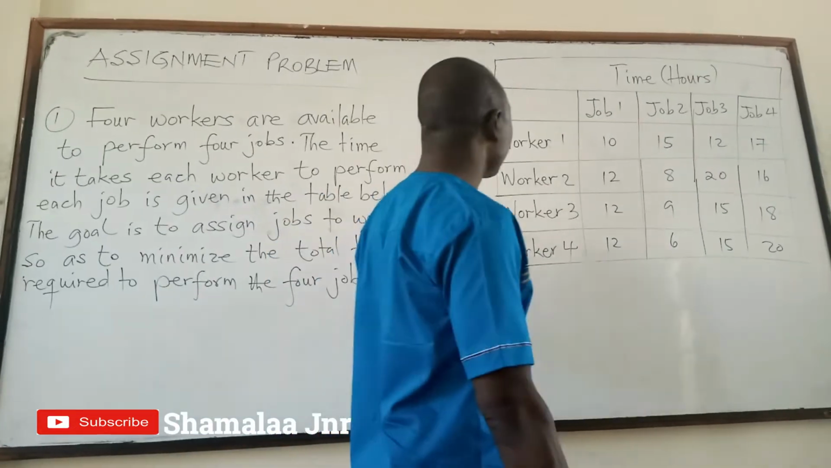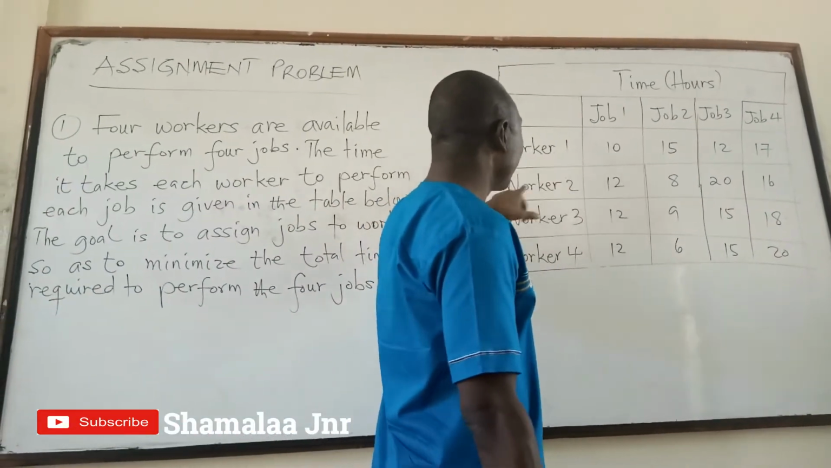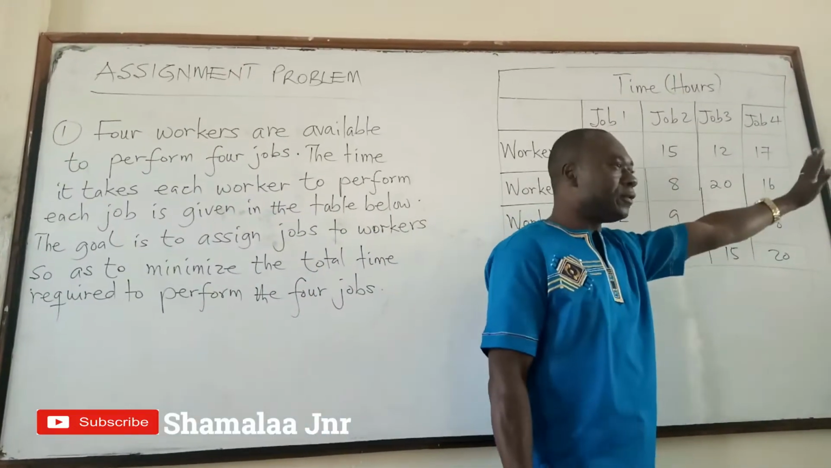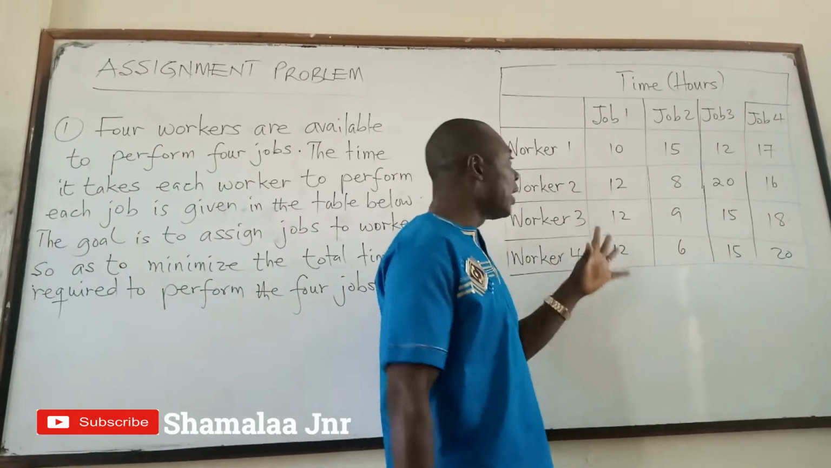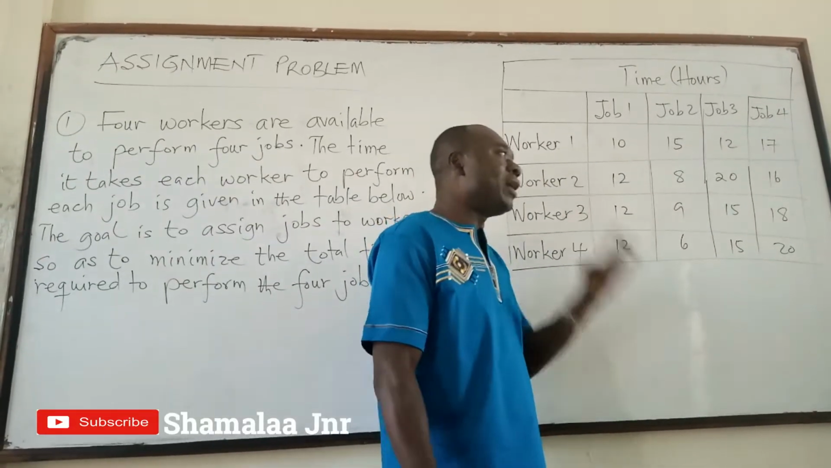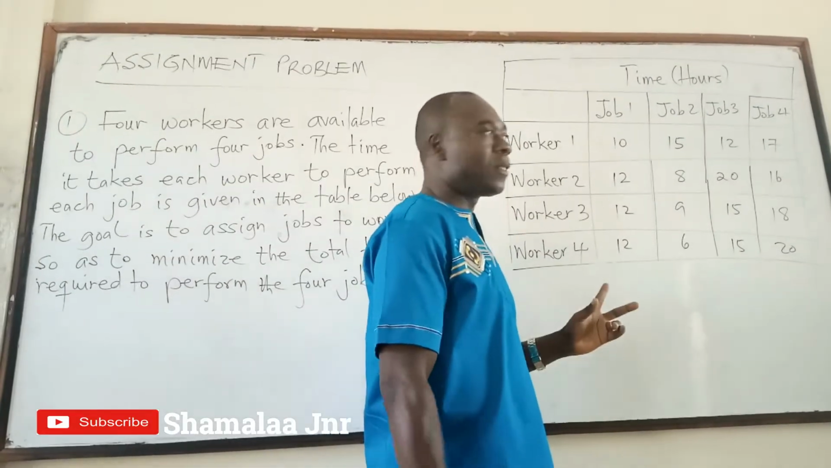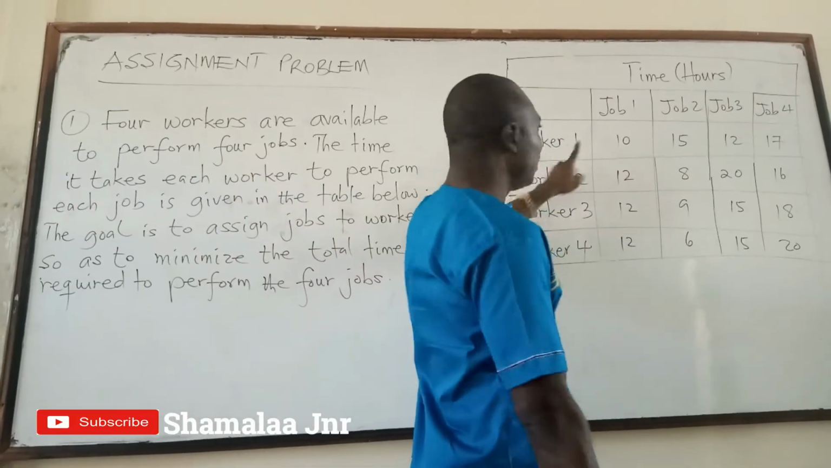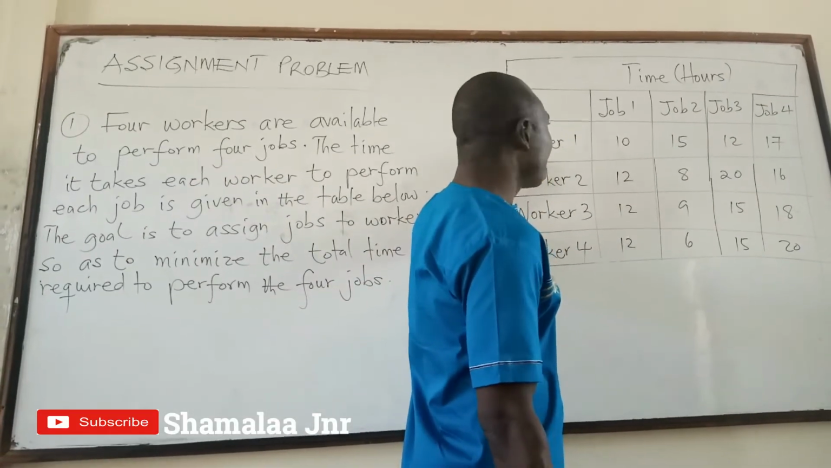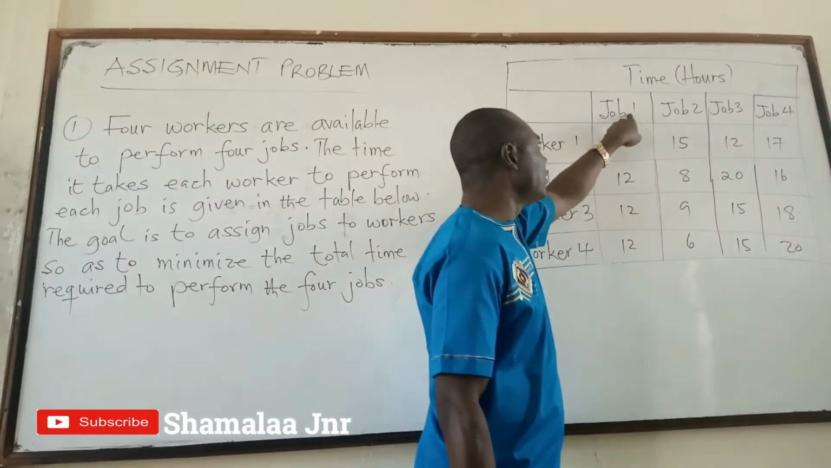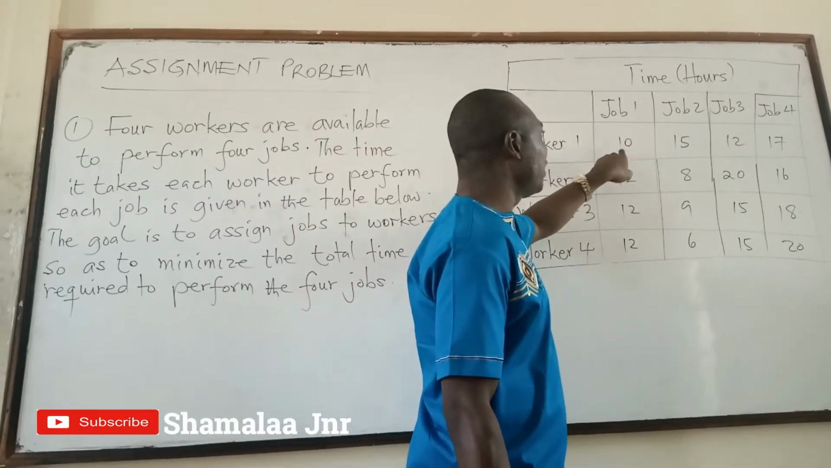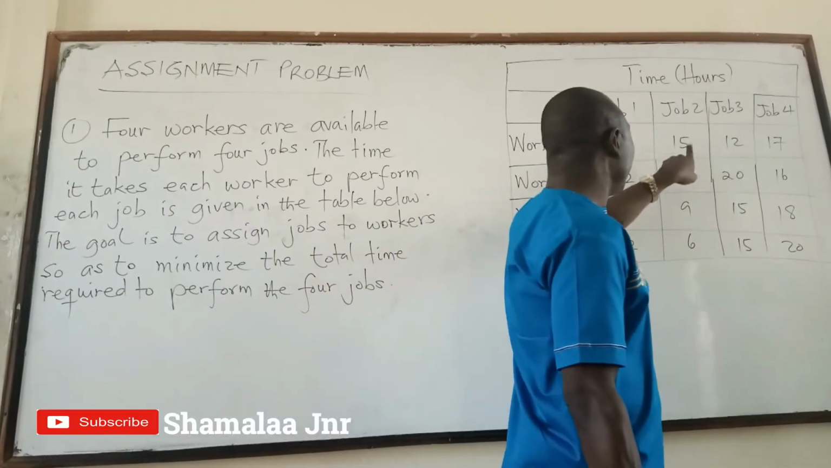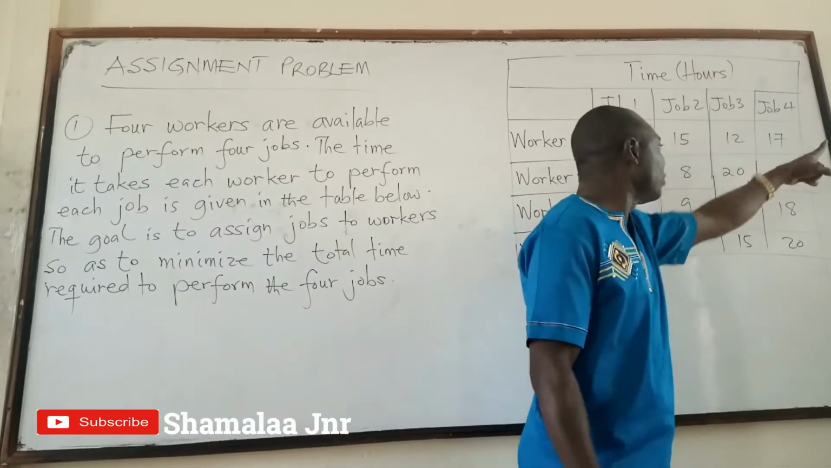We have worker 1, worker 2, worker 3, worker 4. There are four workers and there are four jobs. As I've already indicated, every worker will be assigned to one and only one job. This is the time in hours. Let me explain the table. Worker 1 is saying that to perform job 1, it will take him or her 10 hours. To perform job 2, it will take 15 hours, and so on.